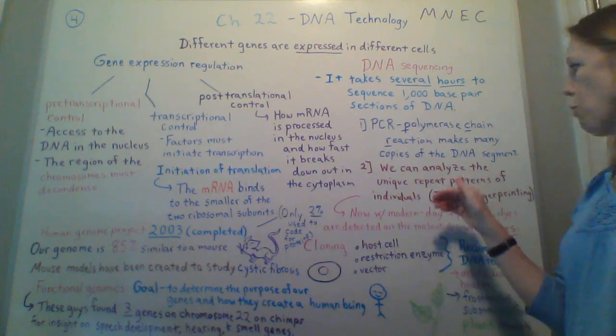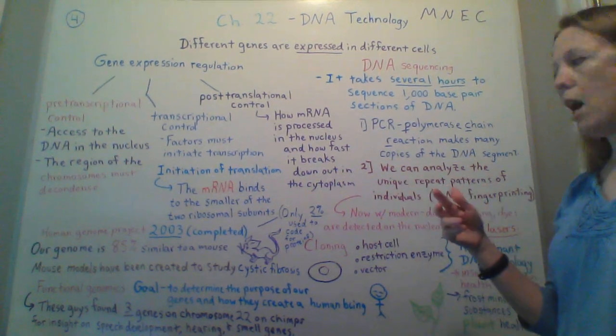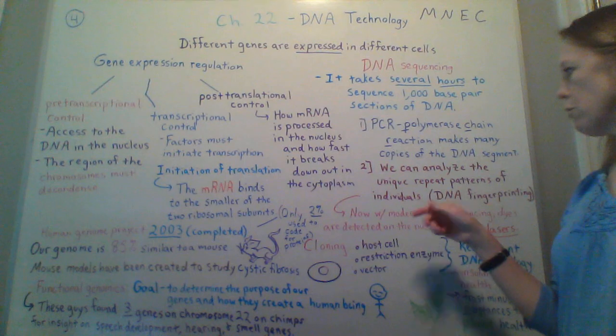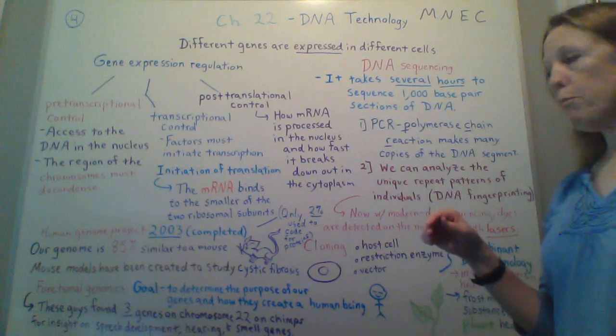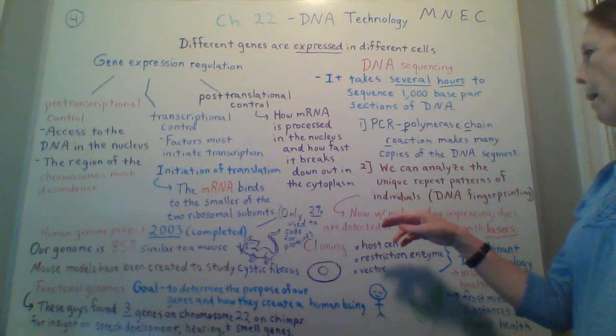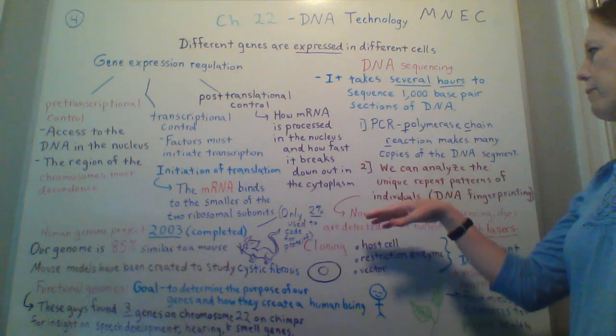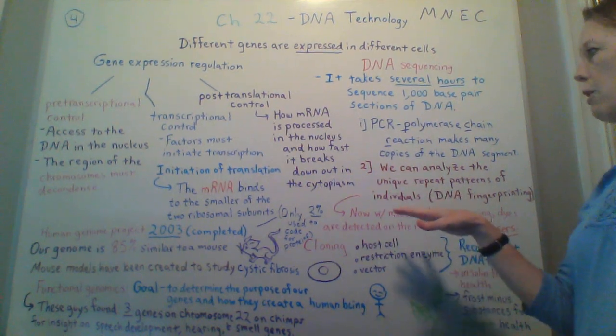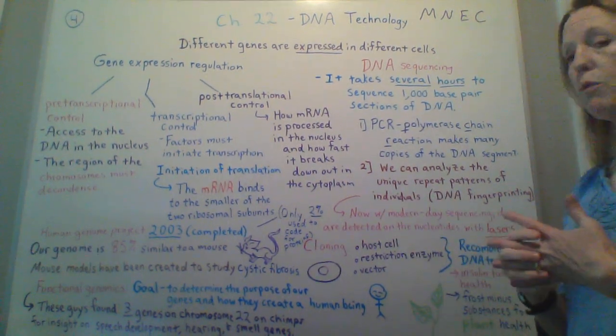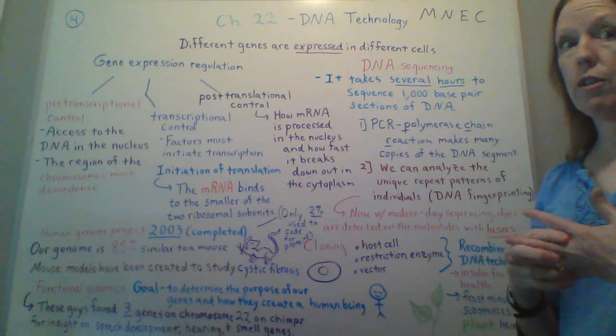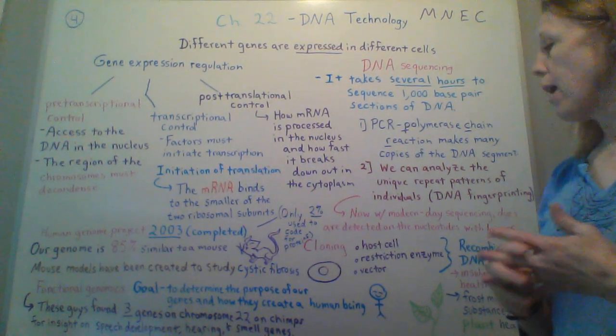So we can use this in crime. We can analyze the unique repeat patterns of individuals, and that's called DNA fingerprinting. Also, with modern day sequencing, we can detect dyes in the nucleotides with lasers, which is so much easier than electrophoresis, believe me.